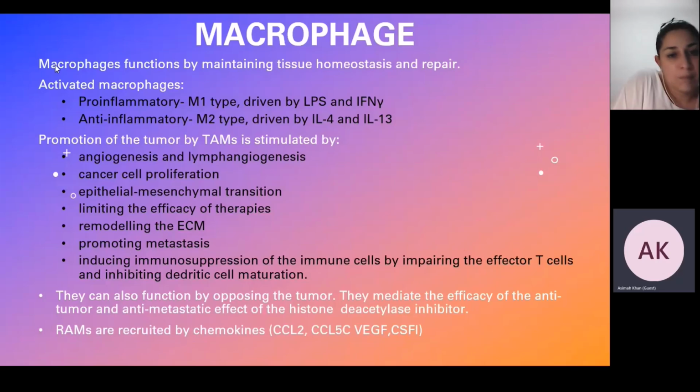So the promotion of the tumor by TAMs is stimulated by angiogenesis and lymphangiogenesis, cancer cell proliferation and epithelial mesenchymal transition, thus also limiting the efficacy of the therapies. They can also function by opposing the tumor. They mediate the efficacy of the anti-tumor and anti-metastatic effects of the histone deacetylase inhibitor.